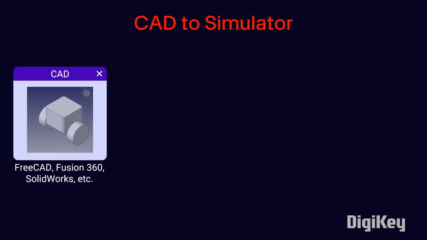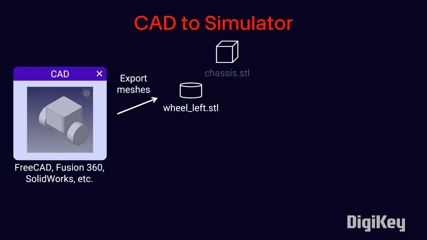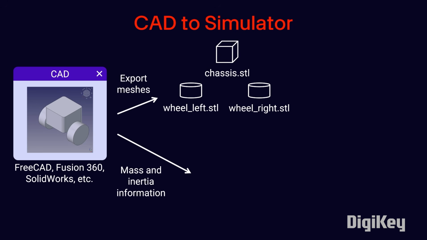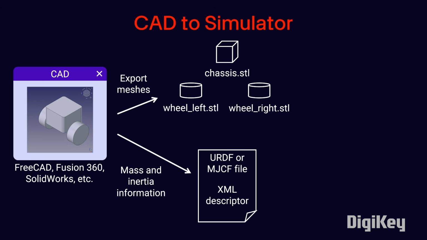Importing a 3D model into most simulators involves a few steps. First, you'll want to export the various rigid bodies, usually as meshes in STL format. Then, you'll need to get mass and inertia information about those bodies so that the simulator program knows how to simulate their physics. Next, you'll create an XML descriptor file that brings this information together. For MuJoCo, this will be in the MJCF format. For other simulators, it will be the more widely used URDF format.